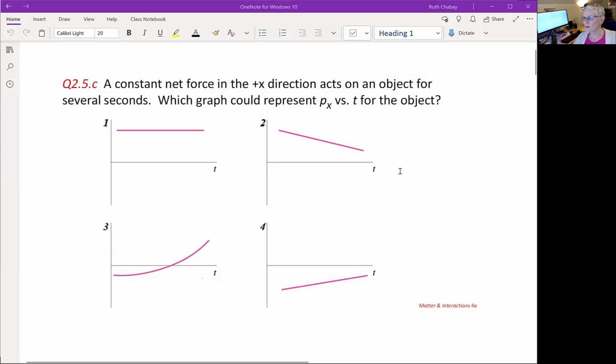Okay, so this is what you said. And in this case, the answer is actually 4, so the majority is not right. So let's see why not. The x-axis is time, it's labeled on this graph, and so the y-axis is the value of p sub x. Okay, so let's take a look at this and see why this is inconsistent with the momentum principle.